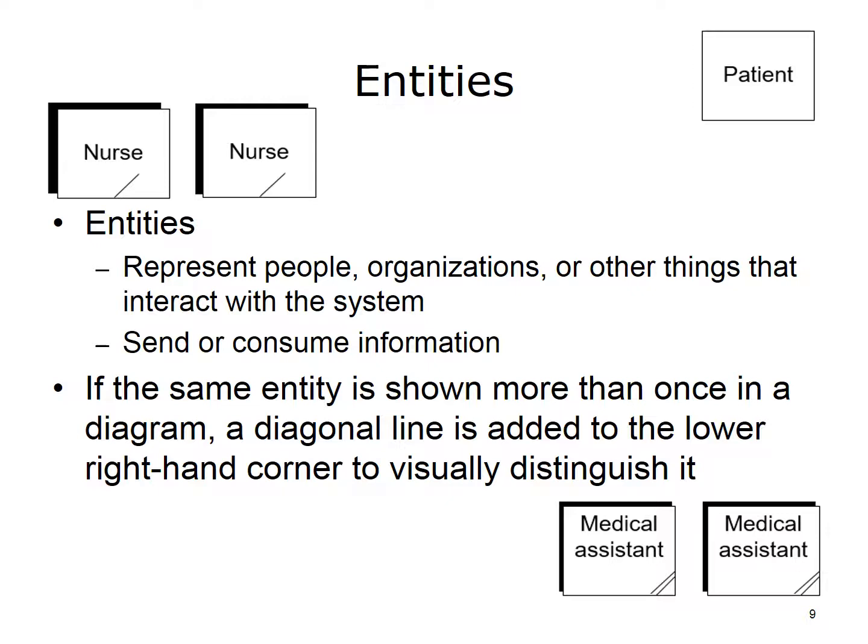For example, if the nurse entity was drawn twice, to keep from having a lot of crisscrossing lines on the diagram, a single diagonal line would be added to the lower right-hand corner. Further, if a medical assistant entity was similarly drawn twice on the same diagram, 2 diagonal lines would be added to visually distinguish it from the nurse and patient entities.